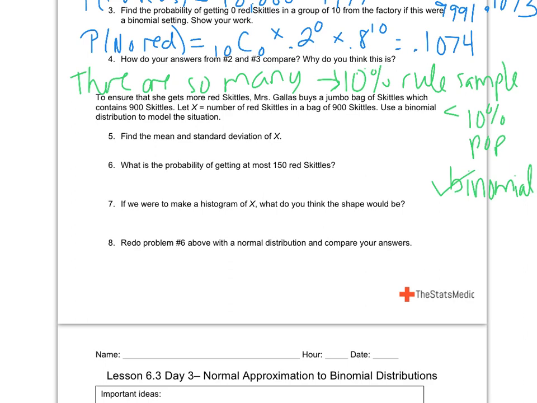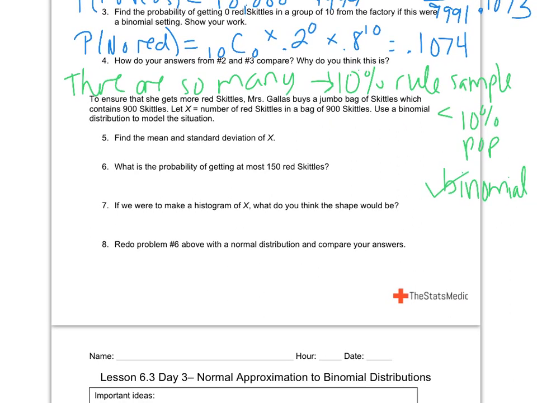So she has a bag of 900 Skittles. We said before that when the factory makes 10,000 Skittles, 20% of them should be red. Okay, so our mean here is going to be 900 times 0.2, or we should expect to see about 180 Skittles in the bag.